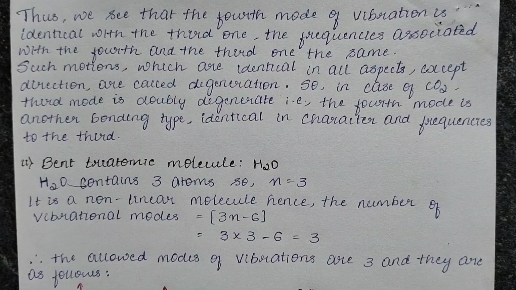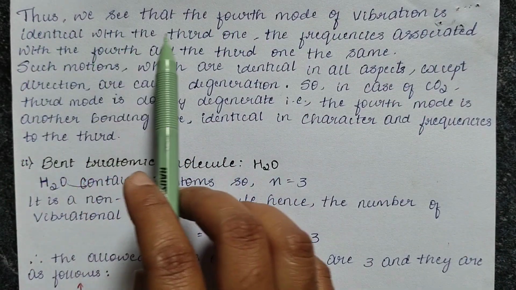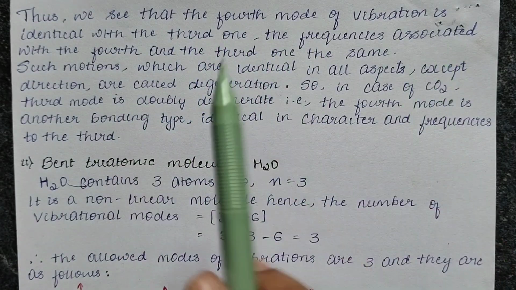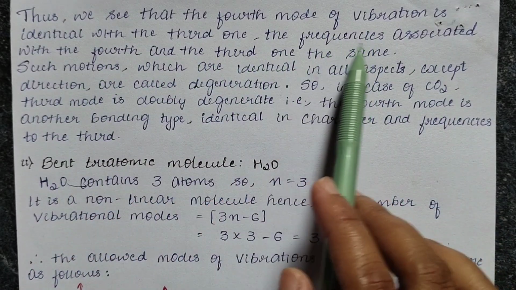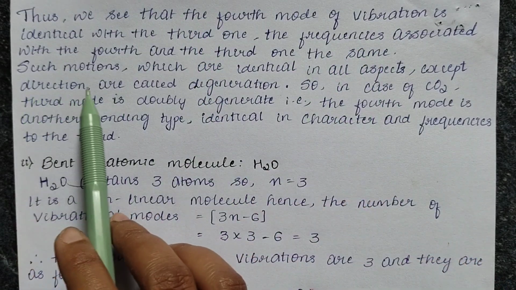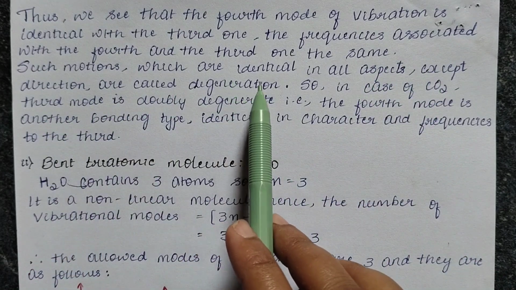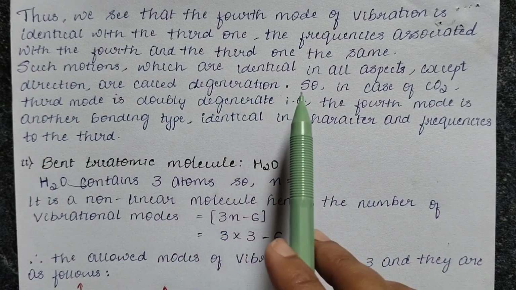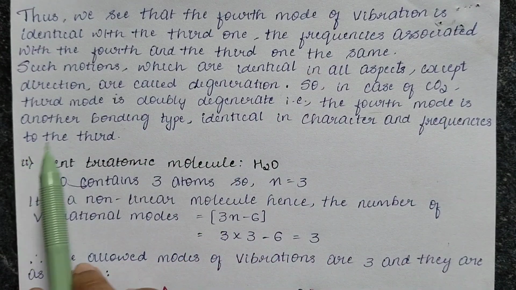As we have seen the four modes of vibration, we see that the fourth mode of vibration is identical to the third one, that is the downward and upward movement, and vice versa, of carbon and oxygen. The frequencies associated with the third and fourth modes are the same. Such motions which are identical in all aspects except the direction are called degeneration. So, in the case of carbon dioxide, the third mode is doubly degenerate. That is, the fourth mode is another bending type which is identical in character and frequency to the third.